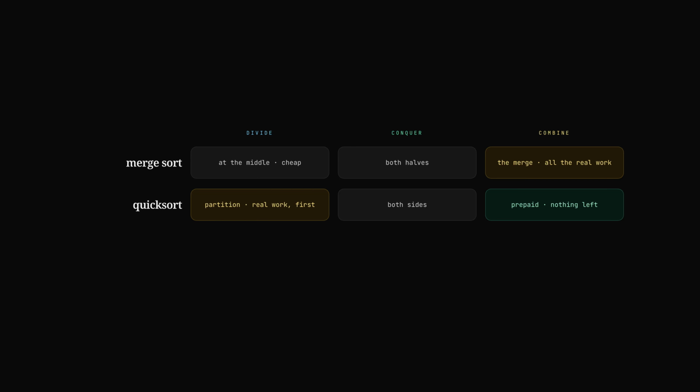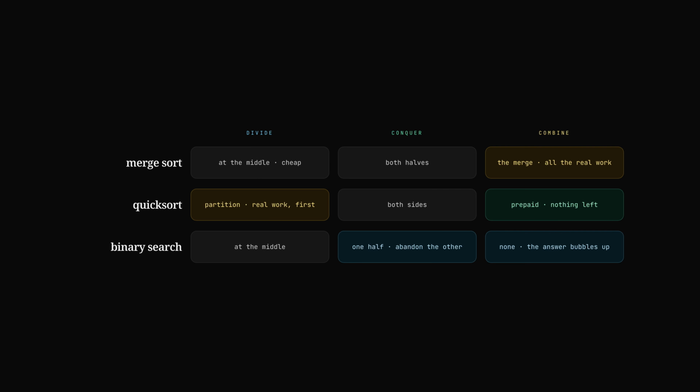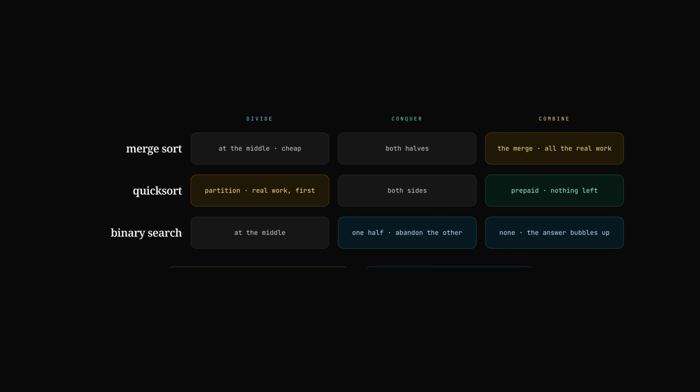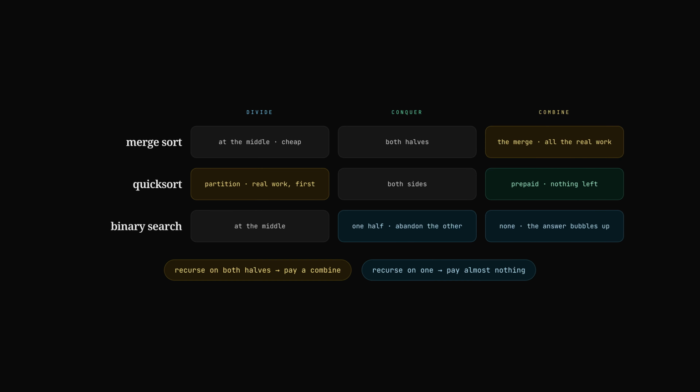The combine was prepaid. And binary search is the degenerate case, in the best way. It divides at the middle, but one comparison proves the answer cannot be in one of the halves. So it conquers one half and abandons the other. No combine at all. The answer just bubbles up. Recurse on both halves, pay a combine. Recurse on one, pay almost nothing. Keep that distinction in view. It is about to become the entire cost story.